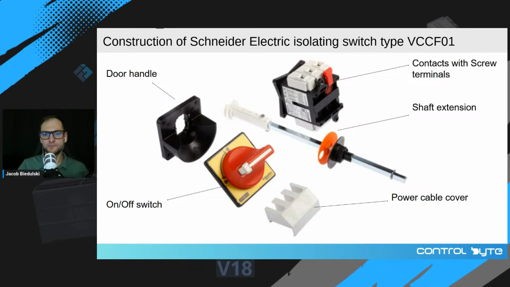This is the drawing that shows the construction of a Schneider Electric isolating switch, type VCCF01, which consists of contacts with screw terminals, shaft extension, on-off switch, and some auxiliary parts.